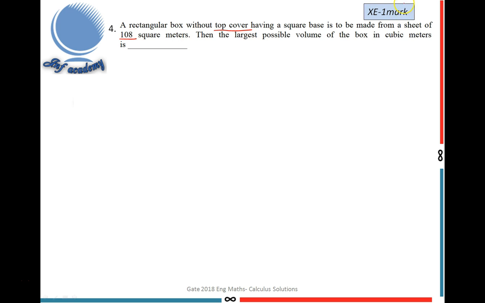It has 1 mark. Now V equal to, you have to find the largest possible value. We have to find the largest possible volume. So I take the function V equal to volume of the cubic meters. Sorry, volume of the cubic box. So that is x, y, z. Next, one condition is given.